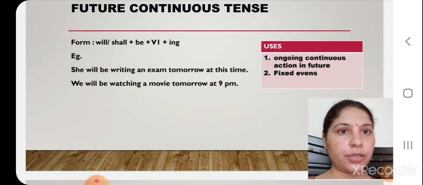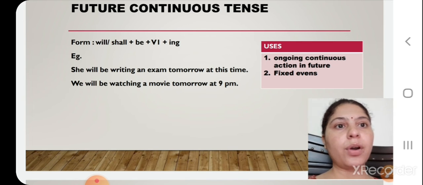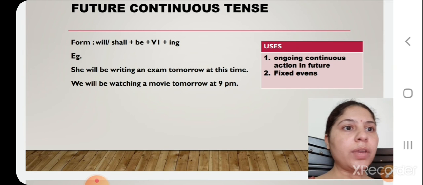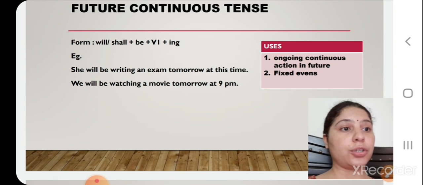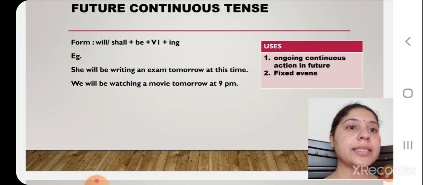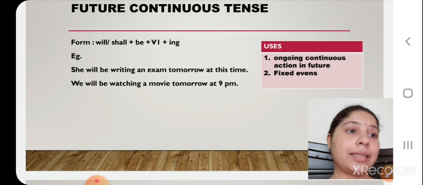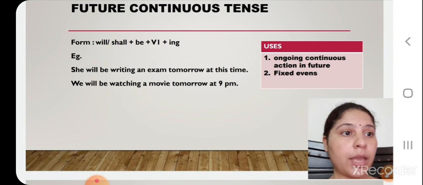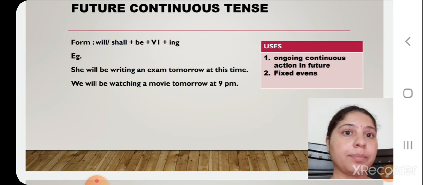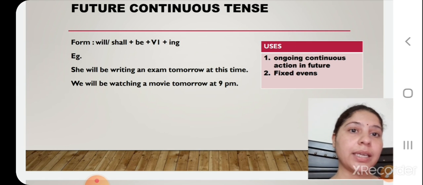Now future continuous tense. Future continuous tense is used with will shall plus be plus first form of the verb plus ing. Here we tend to speak about some ongoing continuous action in future. It talks about something that will be going on in future. She will be writing an exam tomorrow at this time. So the teacher has fixed an exam, and so it is quite predictable that tomorrow at this time, what will she be doing? She will be writing an exam.